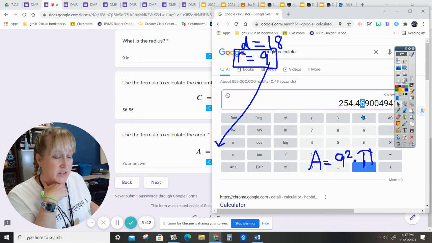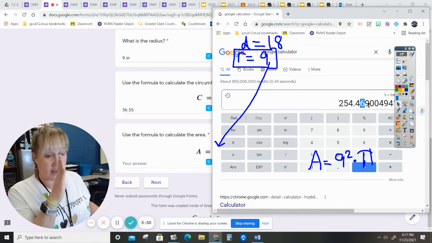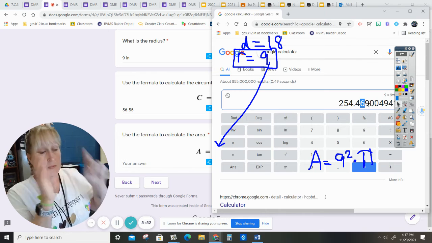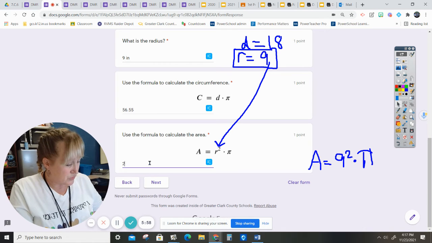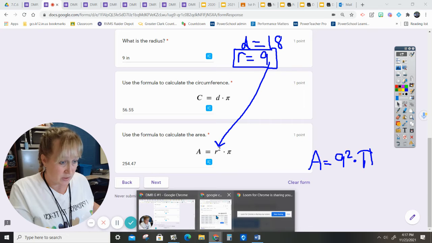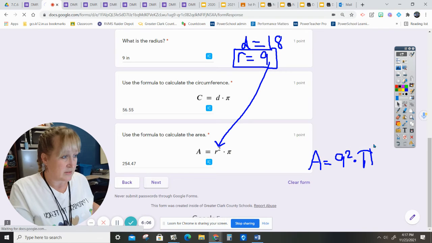254.46. Now, again, I ran into this tens place, so I look next door at that 9. That 9 tells me that 6 does not stay 6. That 6 goes up to 7. Okay, so let's type the answer: 254.47. Now I'm double checking, making sure I'm not forgetting. Yep, got it right. And you hit next.